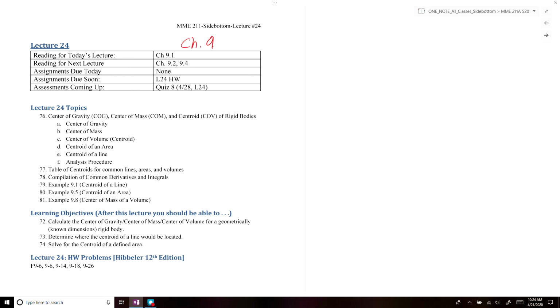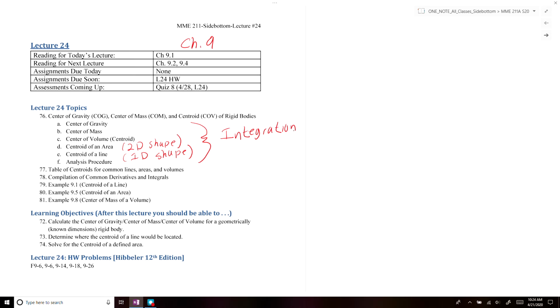And then we'll also talk about the centroid of a cross-sectional area, so a 2D shape. And then we'll also talk about how you could calculate the centroid of a line, which is obviously a 1D shape. And we'll talk about how you would go about these calculations. All of these calculations heavily involve integration, so you'll be using integrals in order to solve for all these quantities.